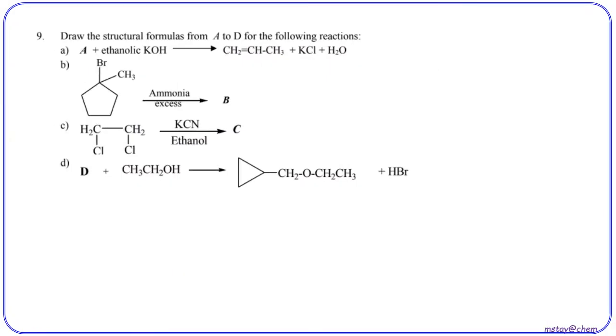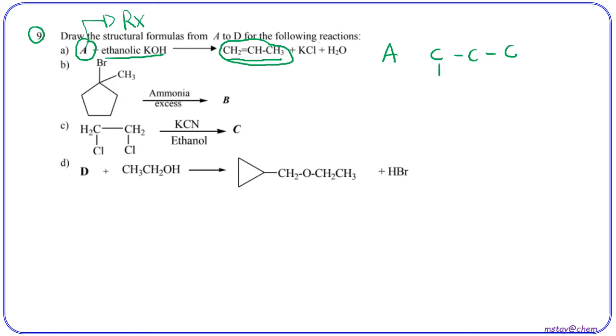Okay, now let's proceed to tutorial question number 9. Draw the structure. From here we can see ethanolic KOH, and then it becomes an alkene. So basically A should be a haloalkane. This haloalkane has to consist of 3 carbons because we produce propene. So structure A can be a haloalkane, and the halogen can be either at the first carbon.